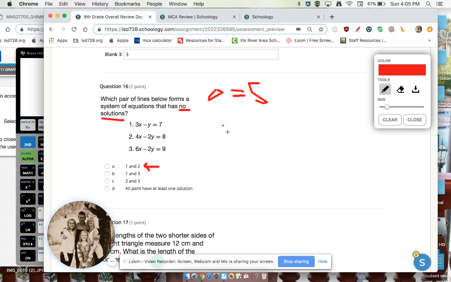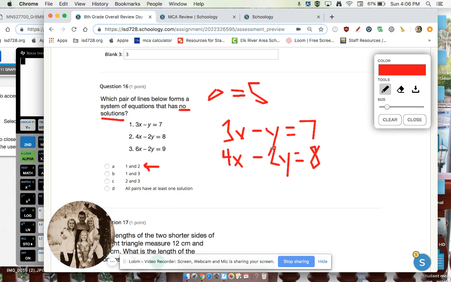So here I'm going to write it out. 3x minus y equals 7. I wish I could write this better. Is equation 1. And then it wants me to check equation 2, which is 4x minus 2y is equal to 8. So my go-to strategy for systems is elimination or linear combination, whatever you want to think.